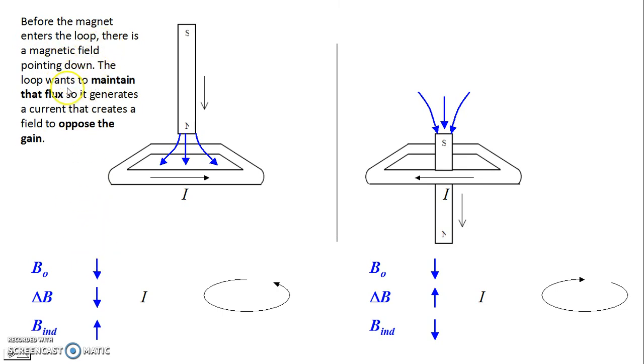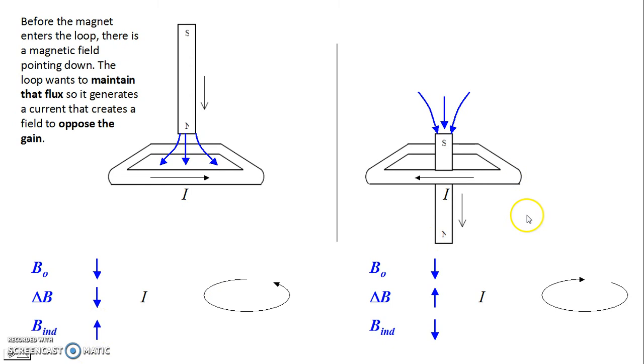The loop wants to maintain the flux created by that field, and so it generates a current to oppose the gain, right? As you move the magnet towards it, more and more field lines are at the location of the loop, and it doesn't like that, so it creates this magnetic field to oppose it.